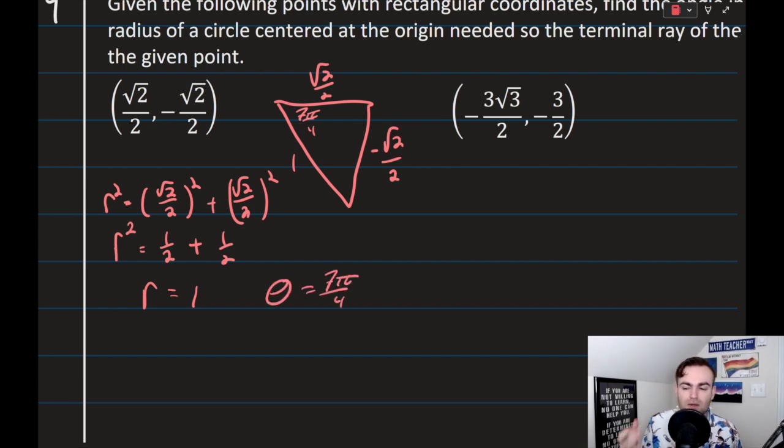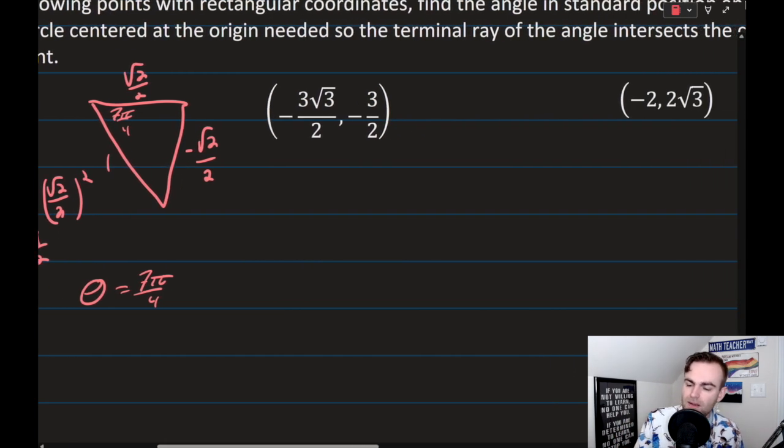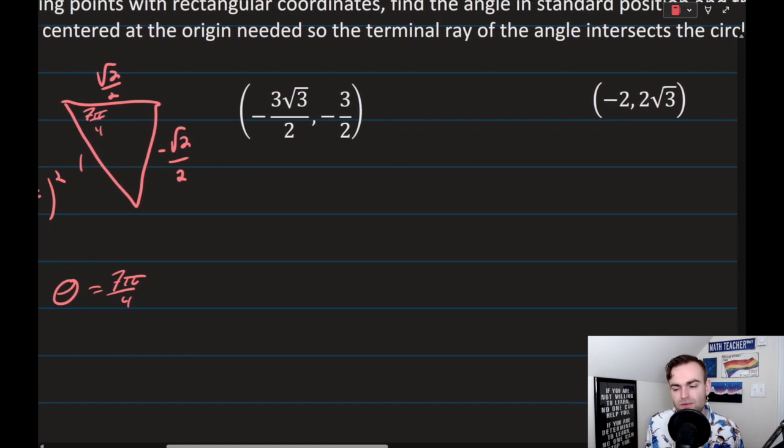You always want to give an angle between 0 and 2 pi, just for simplicity's sake. Don't give me something coterminal that's like 5 rotations over. Make it simple. This one here might be a little bit more difficult to see.